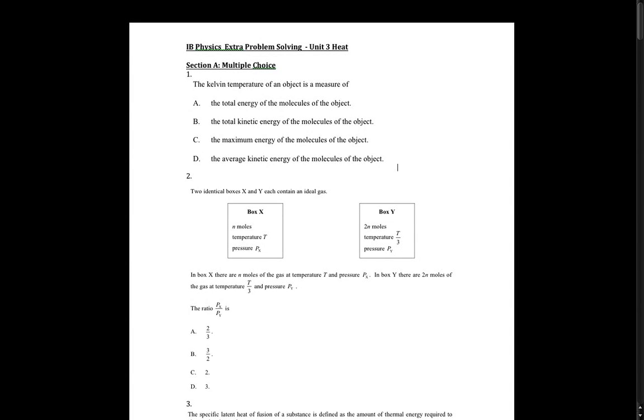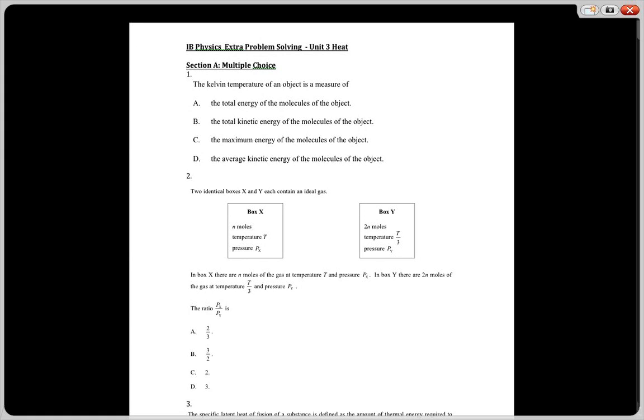Okay, so here we have these extra problem solving questions for the Unit 3. Some of them also go a little bit into the higher level section. I'll try and mention those as I go along. Okay, so I'm going to do the multiple choice first.